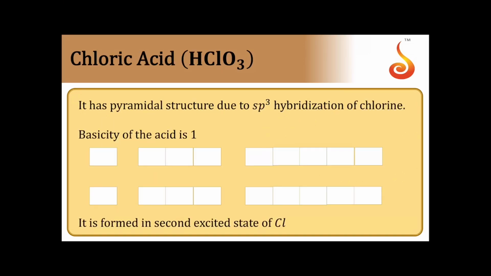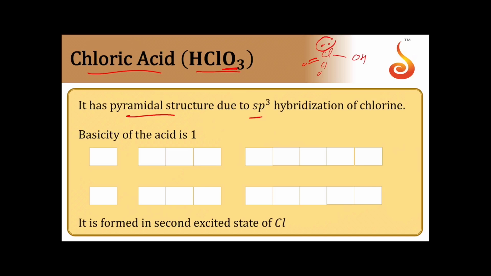Let us take the next one, that is chloric acid, HClO3. Always chlorine has one OH group, and there are two more oxygens left. So there must be two double bonds, and therefore it has only one lone pair. So we have three bonds and one lone pair, which means four again, so it is sp3 hybridization. Because of one lone pair, it is going to be a pyramidal structure. So sp3 and pyramidal structure we have.